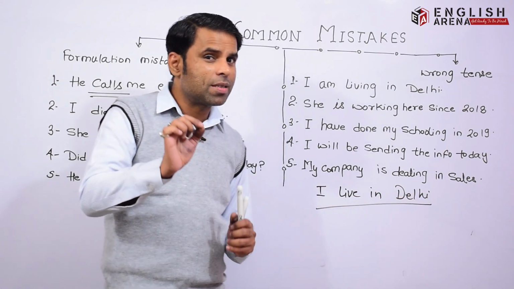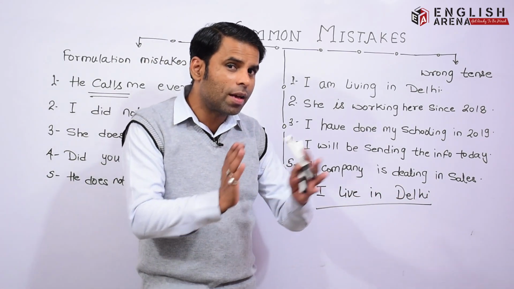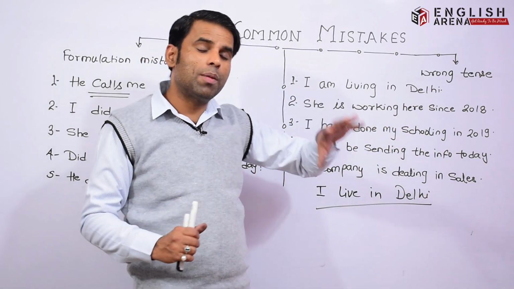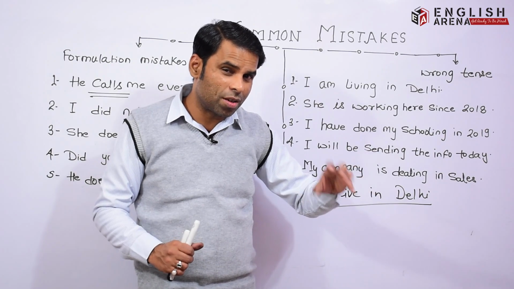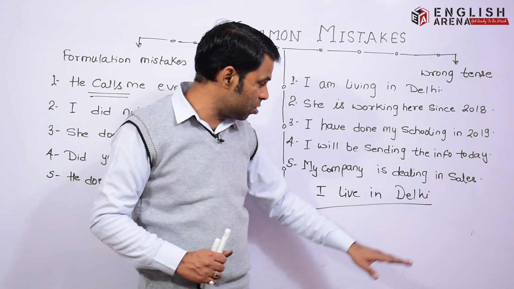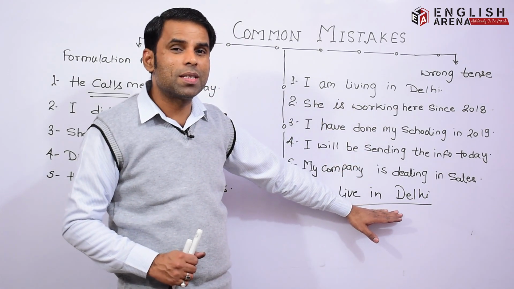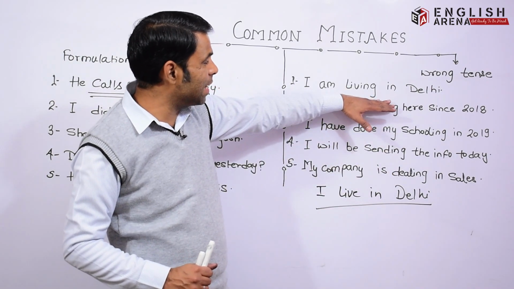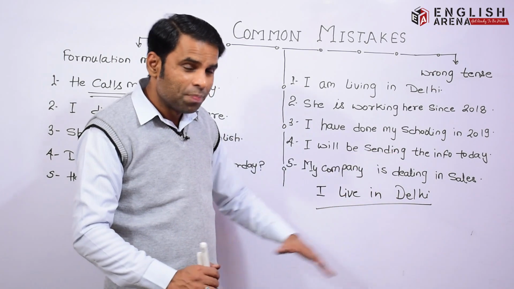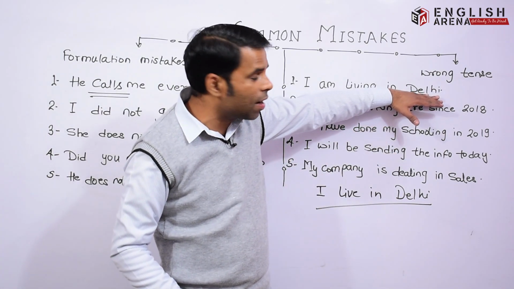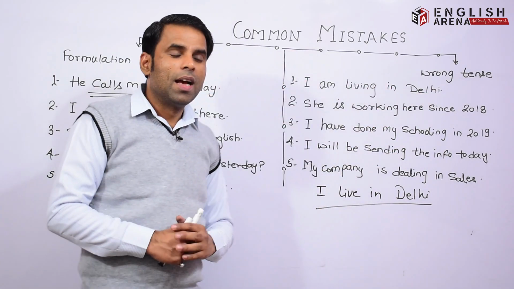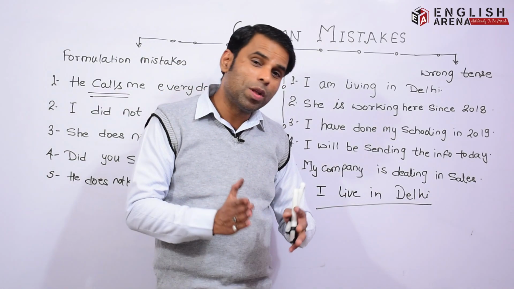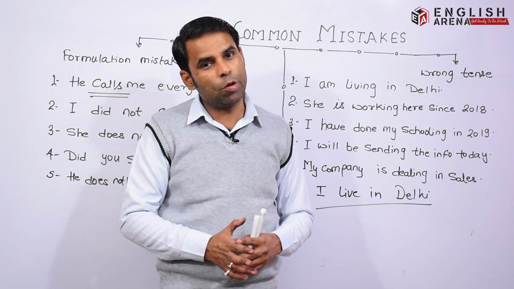Why is this correct? Because there I have gone temporarily. So we use present continuous tense to talk about a temporary action. When you talk about a permanent action, there you use present simple tense. You do not use present continuous tense. So I'm living in Delhi is correct if you are staying in Delhi temporarily. Let's say I'm staying with my friends until I get my new flat.